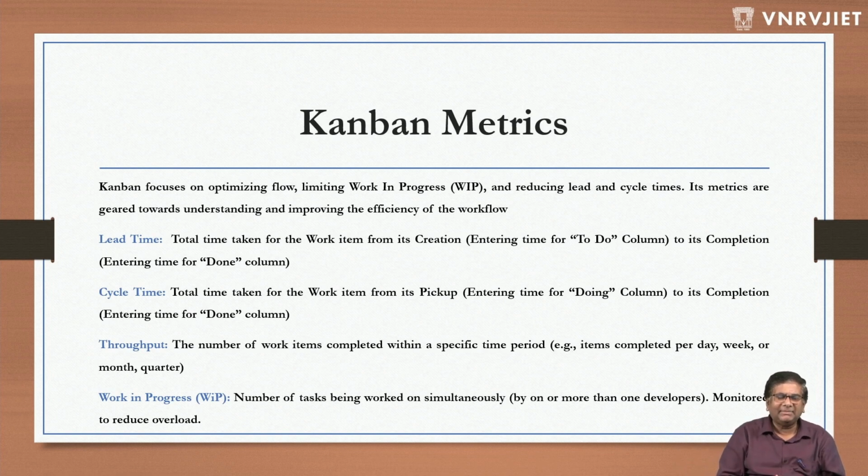Now, there is another parameter called throughput. The number of work items completed within a specific time period, per day, week, whatever we have decided, like a sprint or 2 weeks, months, quarter. That is called the throughput. So for every 2 weeks, we are delivering 10 tickets, 8 tickets. This is the throughput.